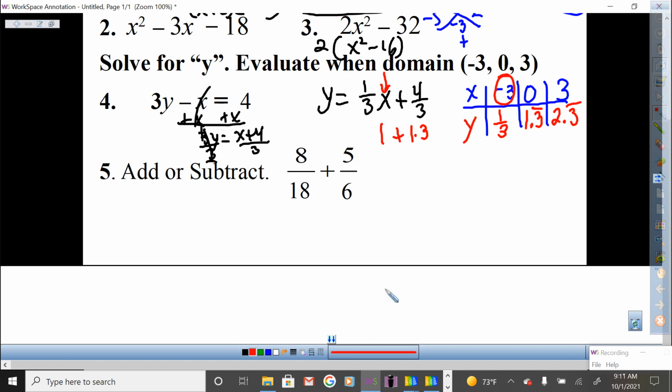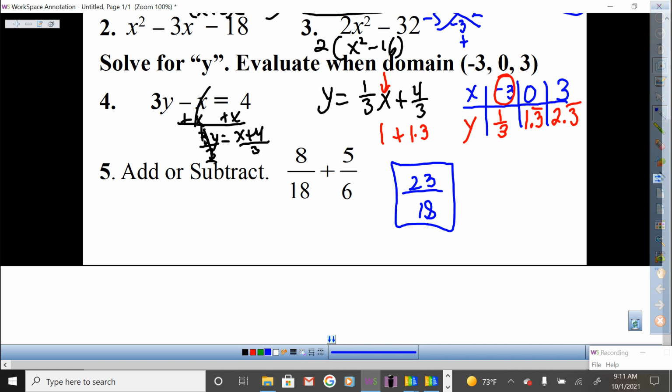Alright, and number 5. Jasmine, what'd you get for number 5? What is it? 23? Over what? Let's go. Hands if you got that. Let's go. And I'll leave it like that for right now.